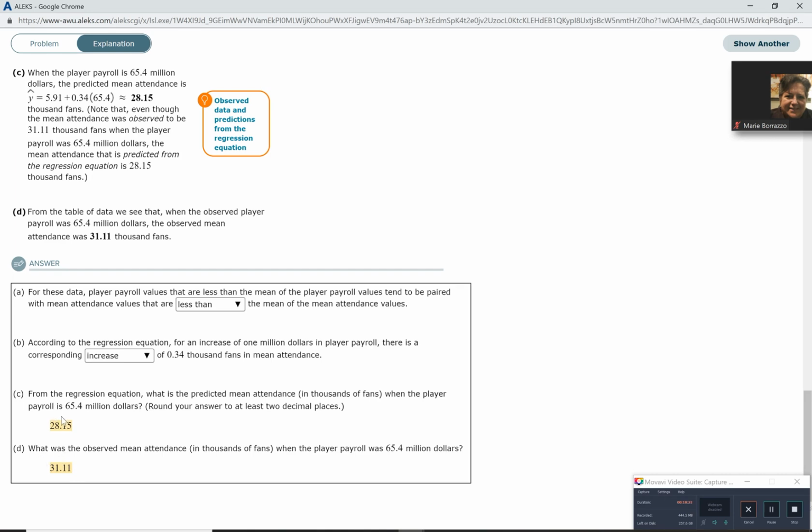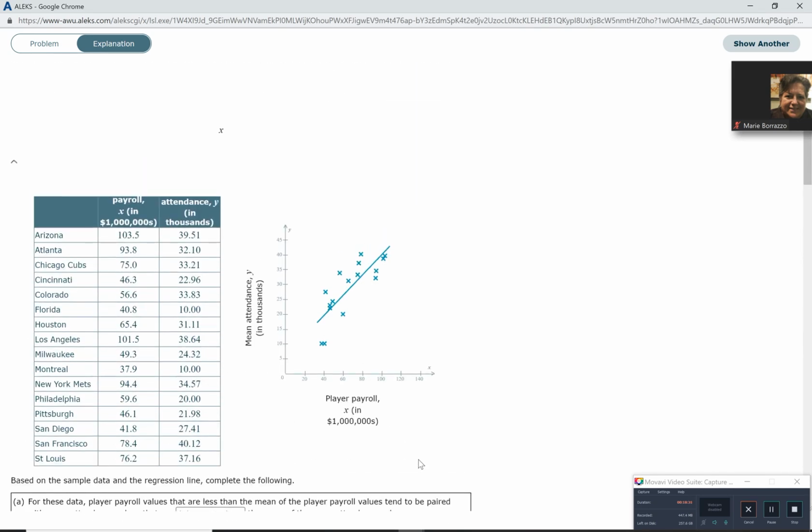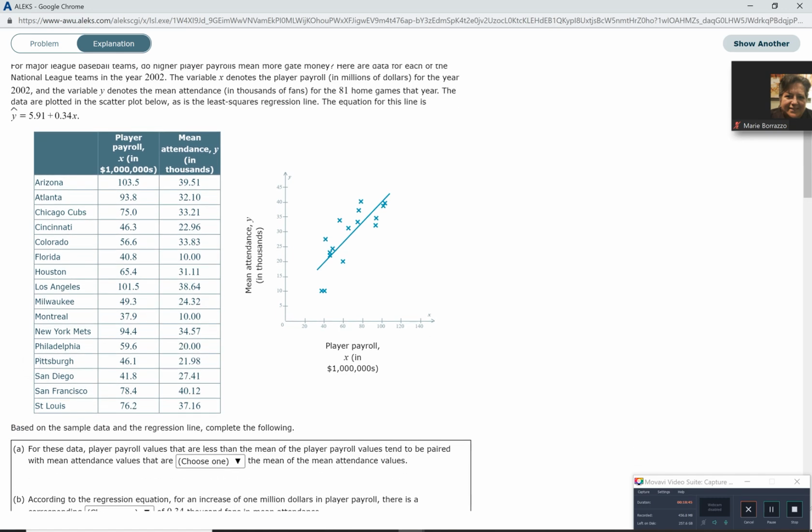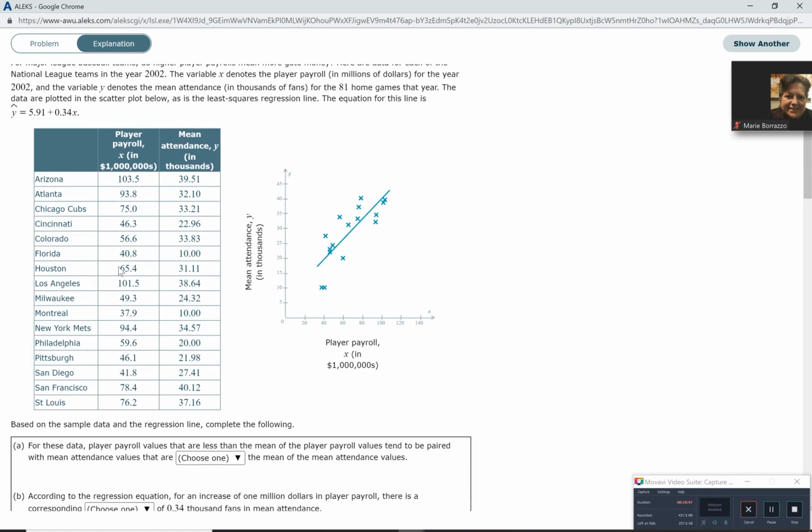Now, notice here that these two got interchanged. See how that says, what was the observed mean attendance when the player payroll was 65.4? Let's see, player payroll, 65.4, right here. And you notice that in that case, that's Houston. Player payroll 65.4 means a mean attendance of 31.11. You see that right here, in this row right here, Houston.